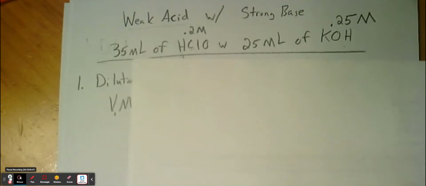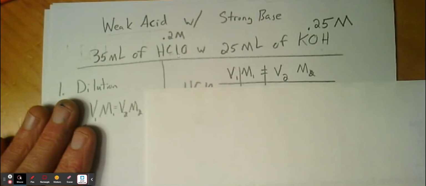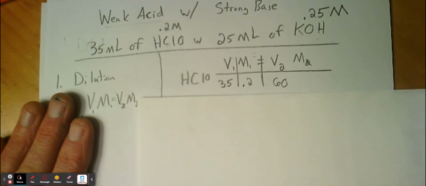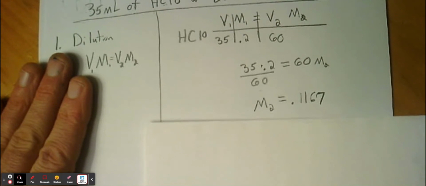Now the first step is to do a dilution for these problems, a little voom voom action. All right, and I'll do them one at a time. I'll start with my acid. I've got 35 milliliters. I got a 0.2 molarity. You add volumes, so that's going to be 60. Then I divide by 60, and I'm going to get that for my molarity.